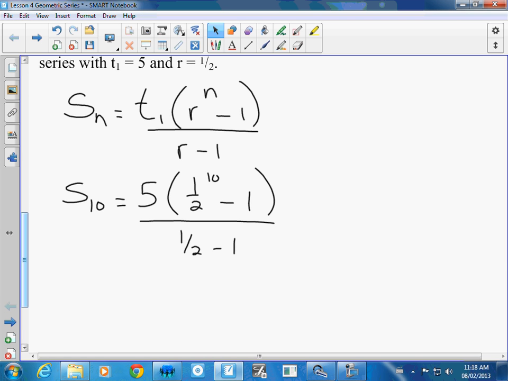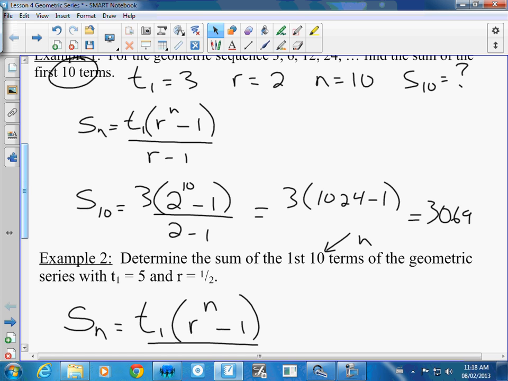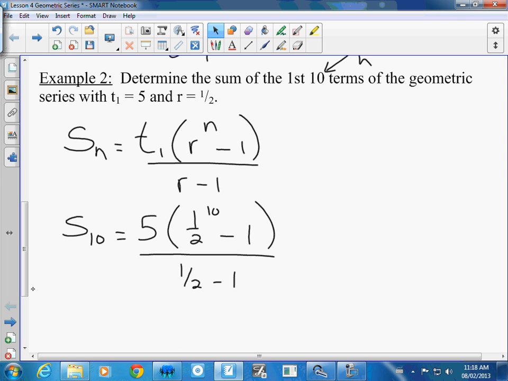What's 1 to the power 10? 1. Now, 2 to the power 10, didn't we just do that? Didn't we just do 2 to the power 10? What is it? 1024. Okay, so what is that actual fraction right there then? 1 over 1024. Oh, well, that's not bad. Well, you see how you can actually do some of this stuff?